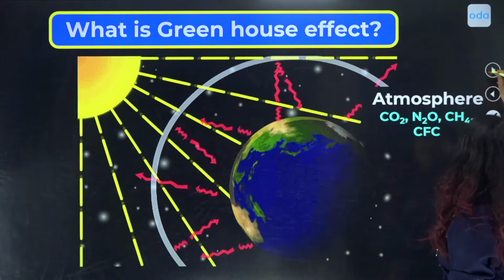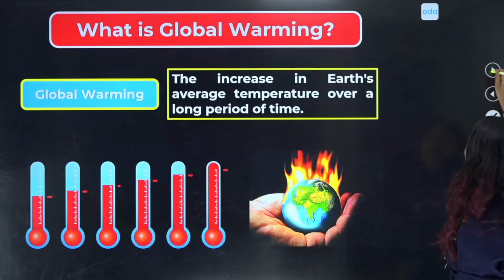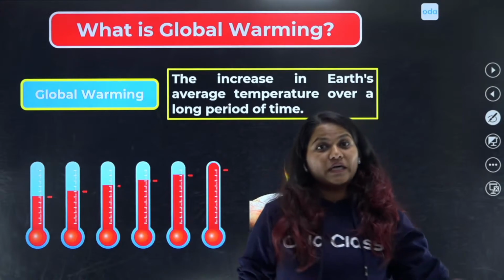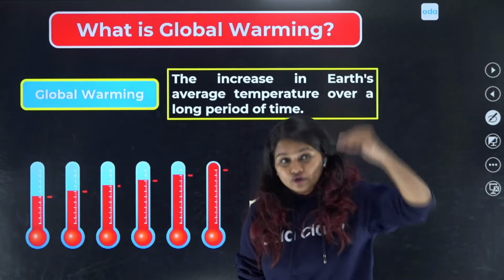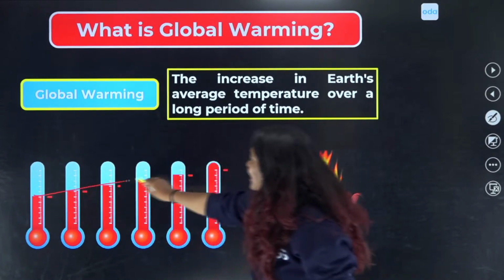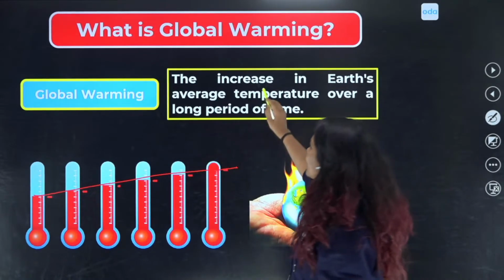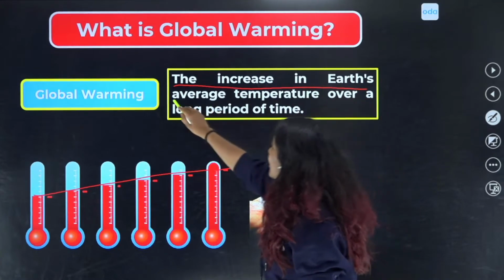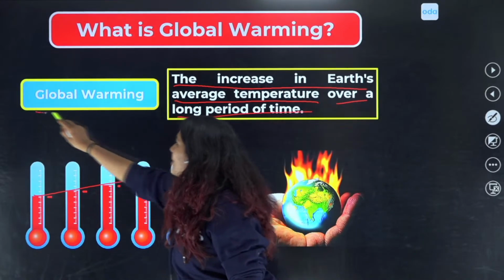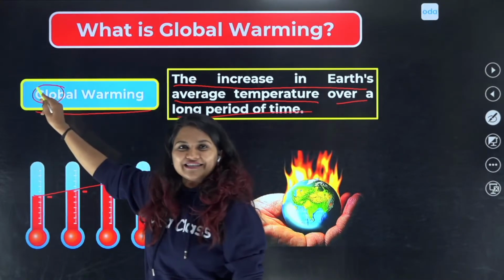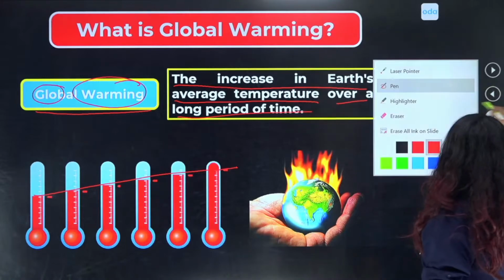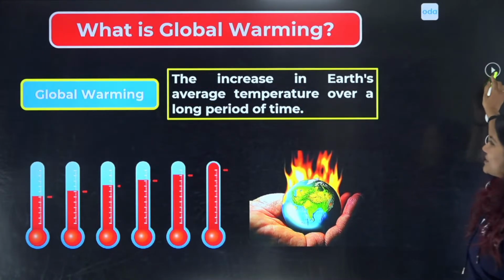Wonderful. Let me move ahead and talk about global warming a little bit. Because of increasing pollutants in the atmosphere, the greenhouse effect is increasing. If the greenhouse effect is increasing, the temperature of the earth will also increase slowly. That's what global warming is. The increase in Earth's average temperature over a long period of time is called global warming. The word has globe in it, and warming means heating. So, students, I hope this global warming concept is clear to you.